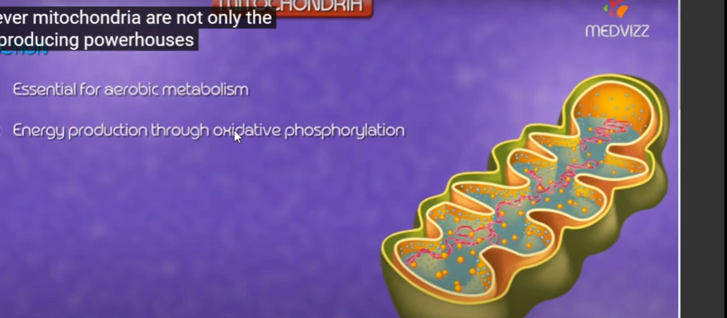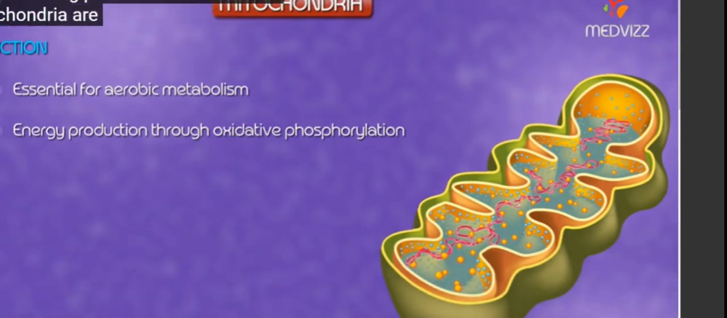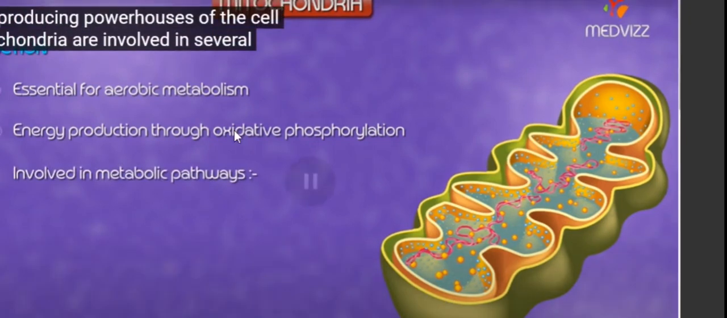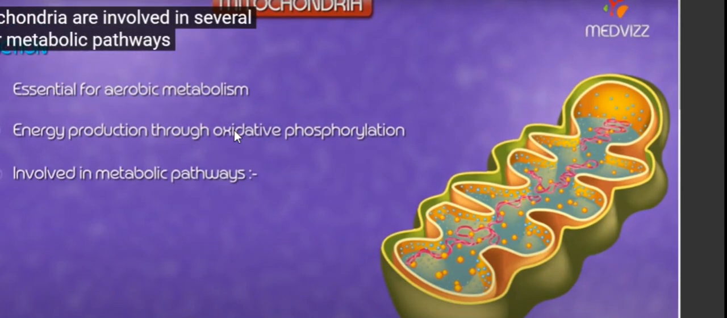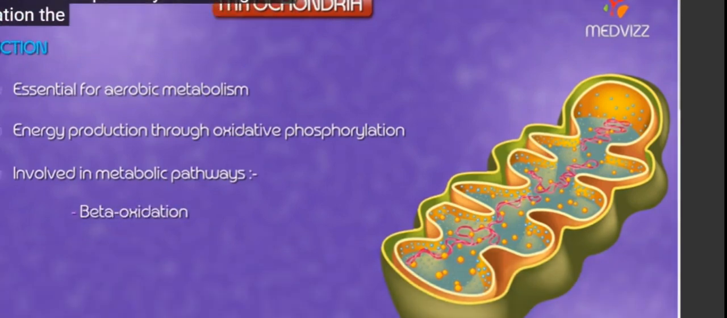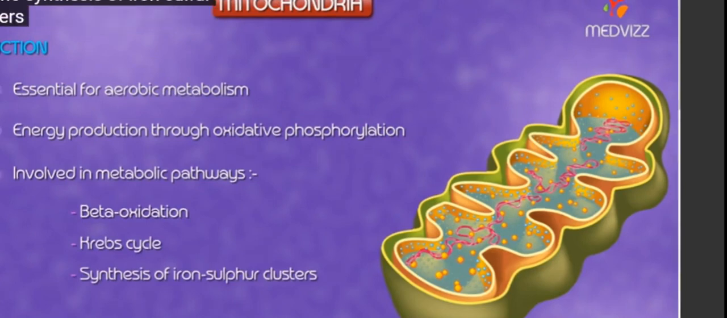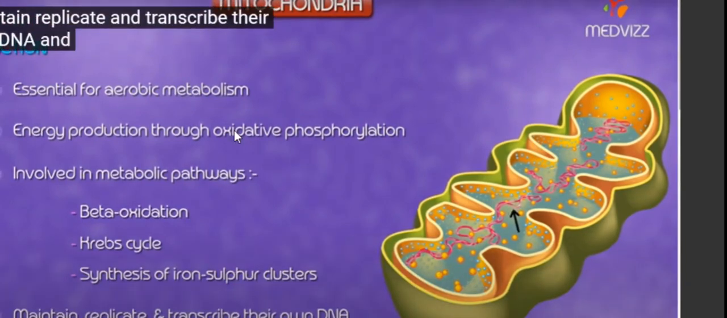Mitochondria are the powerhouses of the cell. They produce ATP, which is called the energy currency of the cell. They are involved in several other metabolic pathways, including beta oxidation, the Krebs cycle, and the synthesis of iron sulfur clusters. They transcribe their own DNA and translate mRNA.